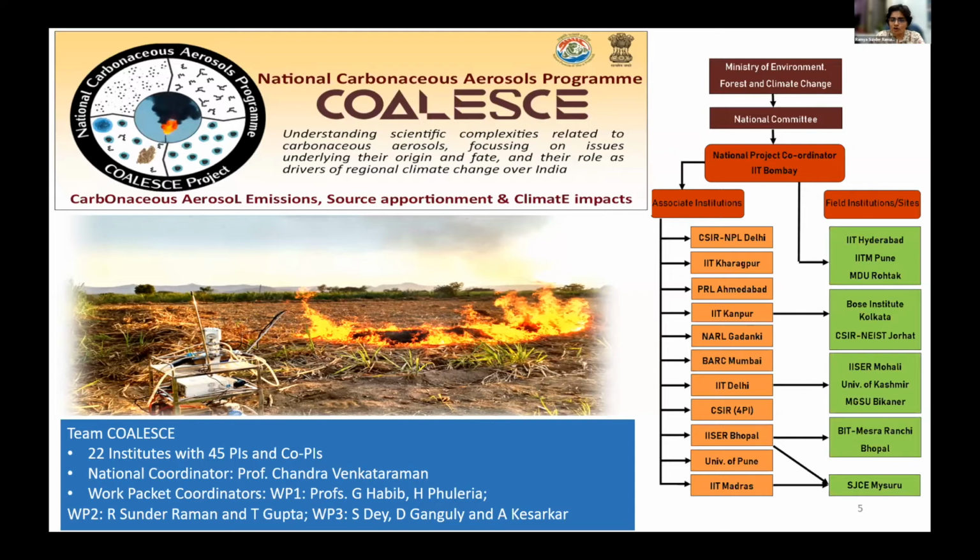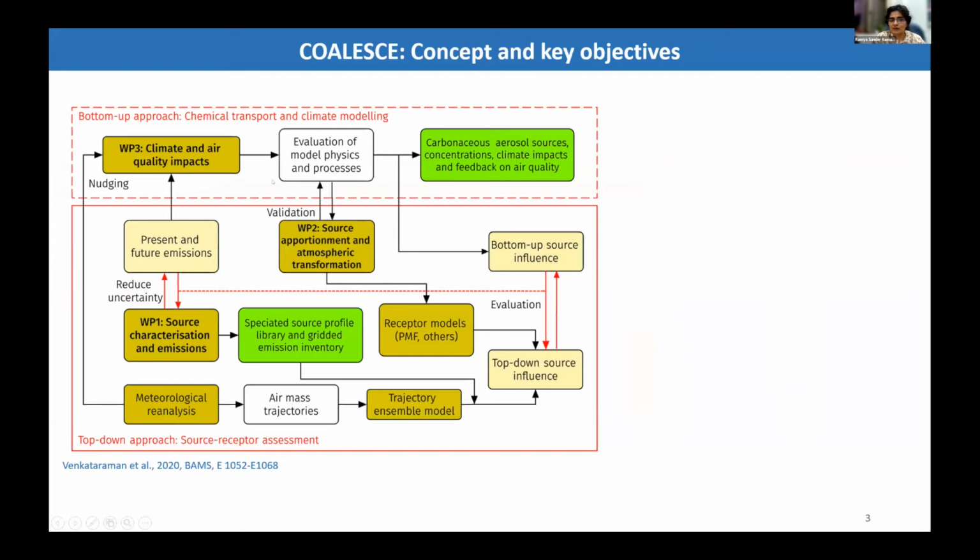I'm going to quickly draw on the example of a project that I'm involved with, a coordinated national measurement effort: 22 institutes, 45 PIs and co-PIs, coordinated and led by Professor Raman at IIT Bombay, with other coordinators from various IITs and the National Atmospheric Research Lab in India. And this is a program that seeks to look at a reconciliation of the bottom-up and top-down approaches in understanding aerosol, specifically carbonaceous aerosol, air quality, and climate effects.